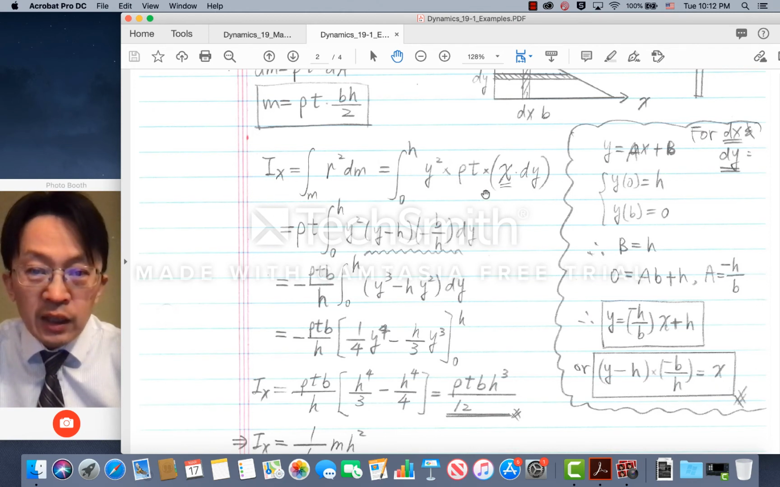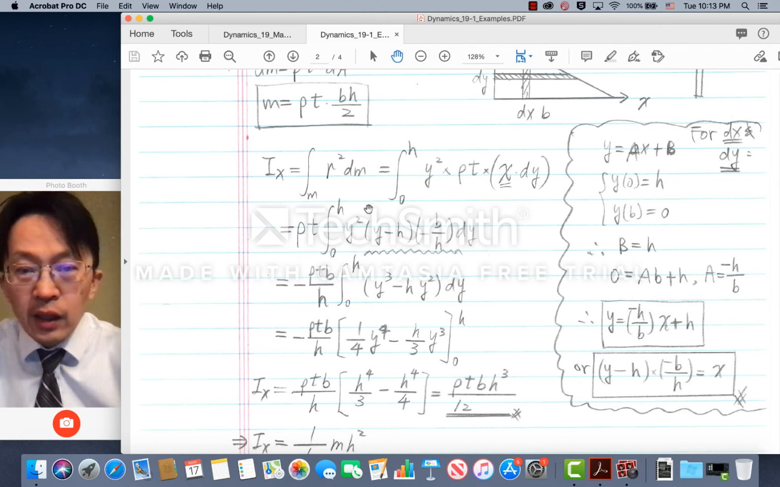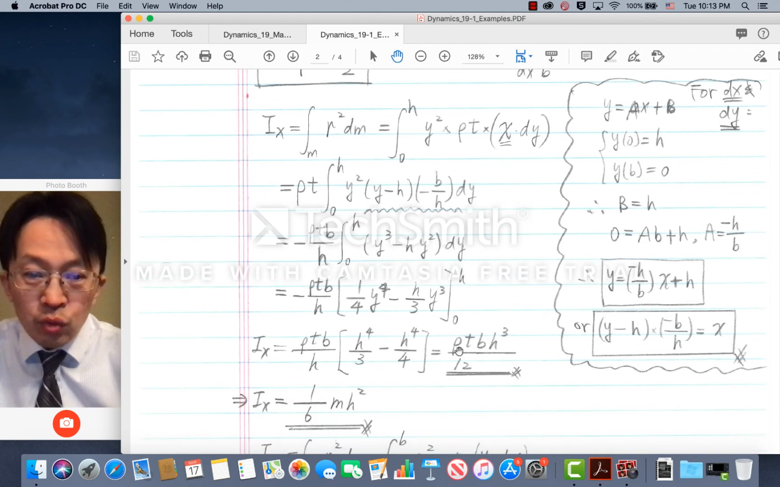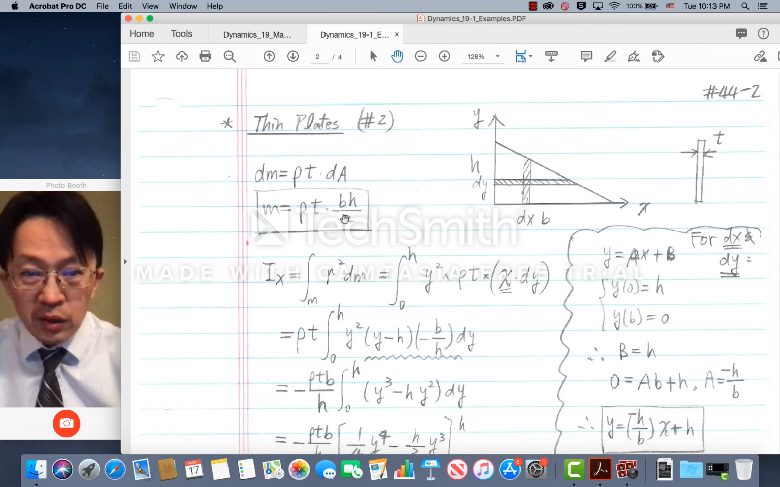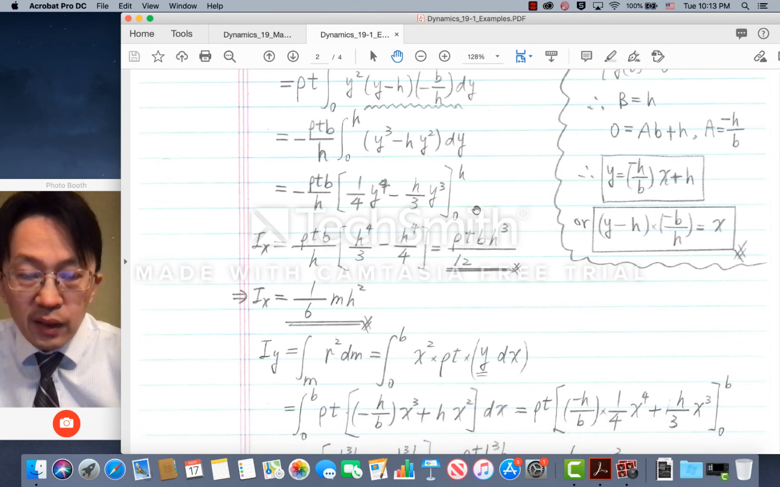this expression in finding Ix. Therefore, replace x with this expression, which is written here, and here we know that the b and h are both constants. Just carry out this integral, and the result becomes 1/12 times rho times b times h cubed. Now the total mass of this triangular plane is determined here. That equals the mass density rho times the thickness t times the area, which is b times h over 2. Now you will take this part out of this Ix, so the Ix can be written as 1/6 of total mass times h squared.